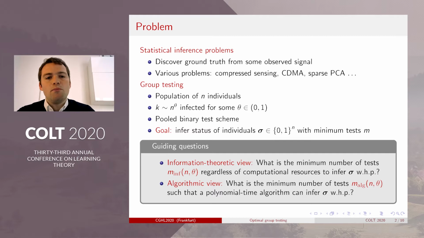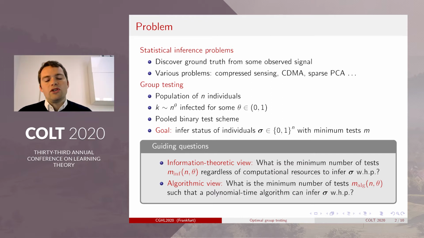Suppose you have access to a pooled binary testing scheme where you can test groups of individuals, and a test returns positive if and only if there's at least one infected individual included in the test, and negative otherwise. The goal of group testing is to infer the status of the individuals, which we typically denote by sigma, with a minimum number of tests m.